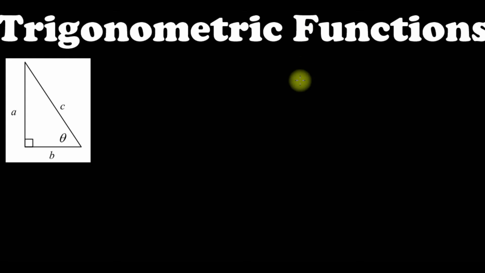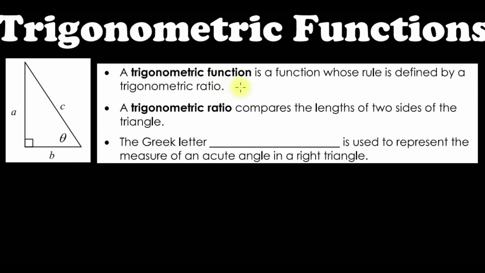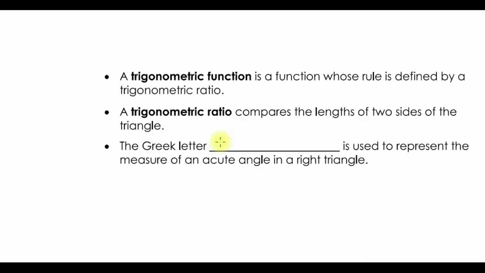Next I am going to show you guys how to work with trig functions. A trig function is a function whose rule is defined by a trig ratio. A trig ratio compares the lengths of two sides of the triangle. The Greek letter theta is used to represent the measures of an acute angle in a right triangle.